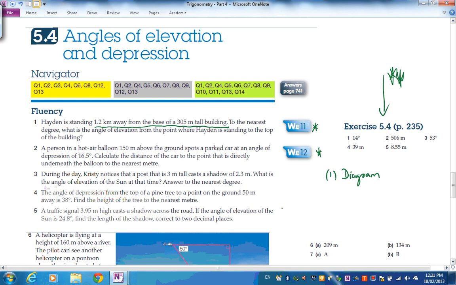Let's look at this one down here, this is an interesting one. A traffic signal 3.95 metres high casts a shadow across the road. The angle of elevation of the sun is 24.8. Find the length of the shadow, correct to 2 decimal places. So you need to actually have a look there at the angles and draw a diagram, and you can actually estimate the length of the shadow.